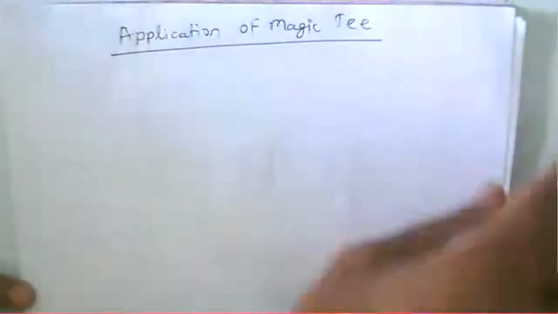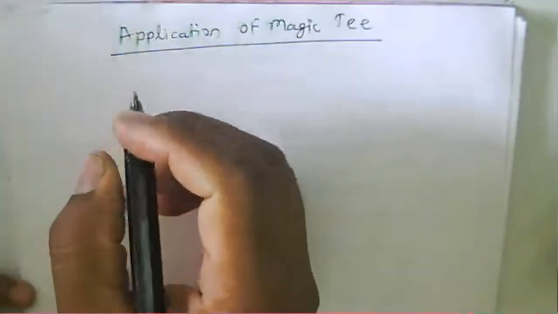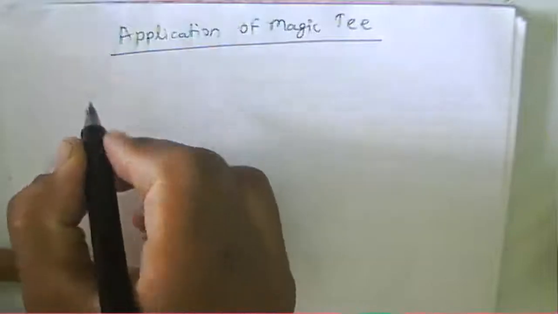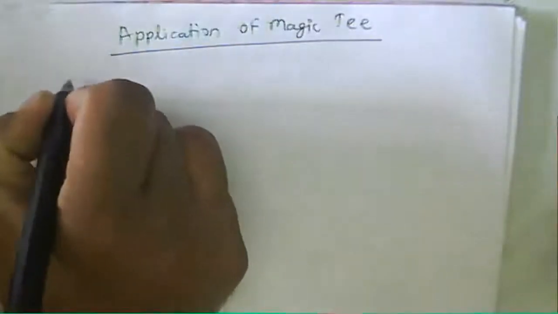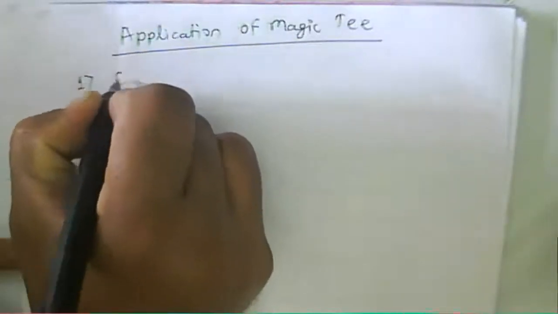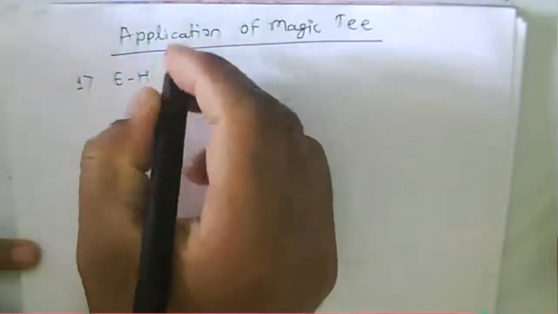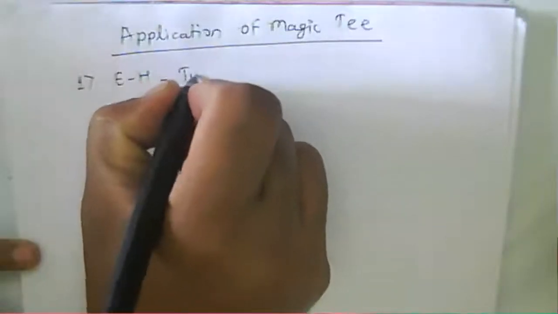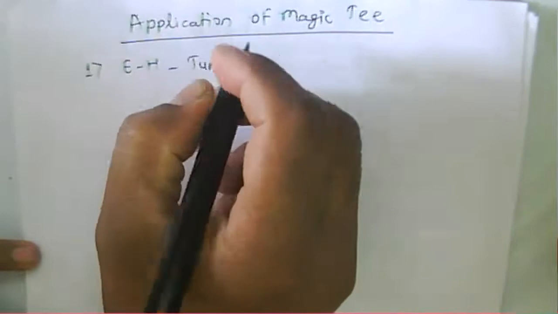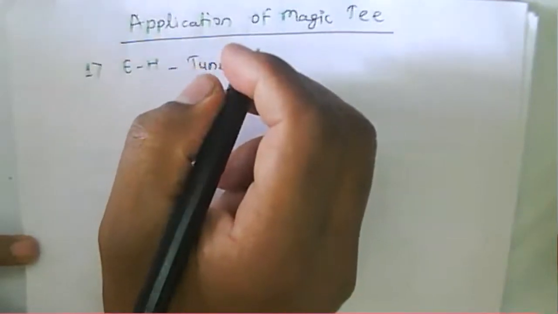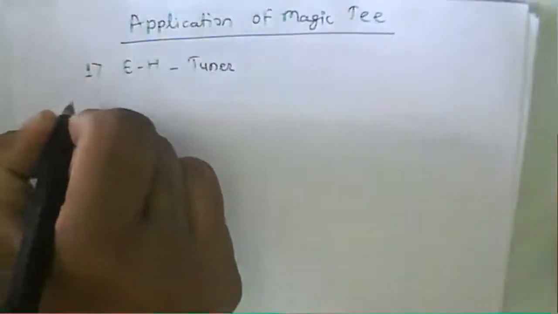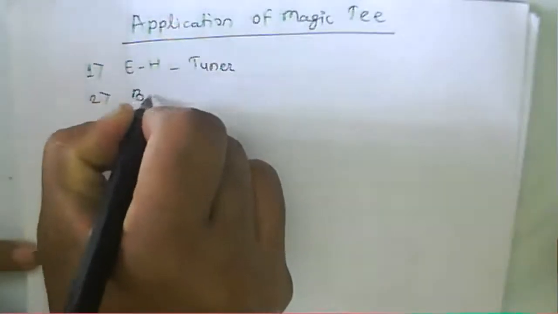Now we start here. What are the various applications of the magic tee? So the various applications of the magic tee means what? We can use it as an E-plane or H-plane tuner, or we can say an ES tuner, or we can use it as a balanced mixer.